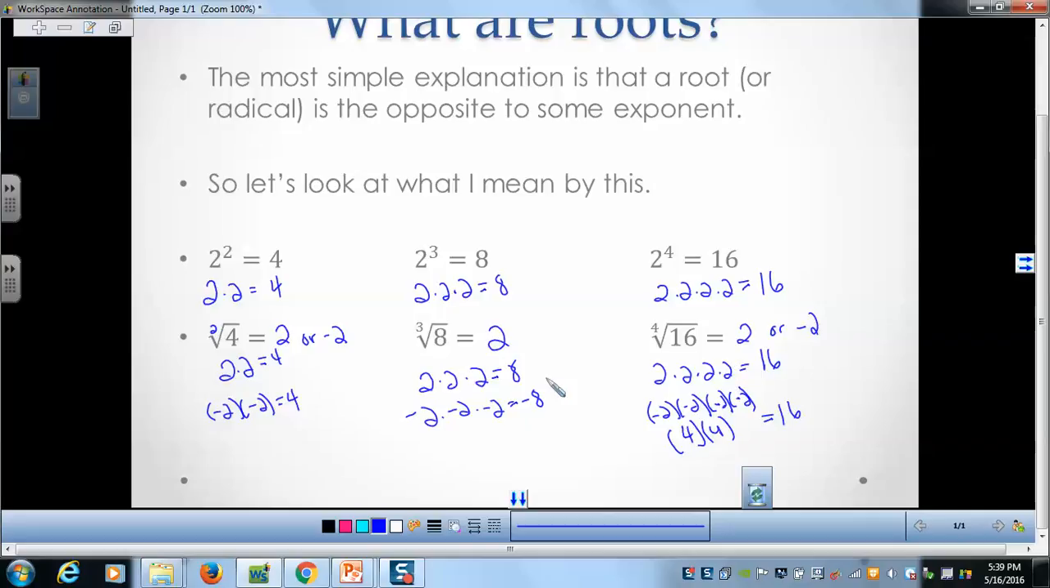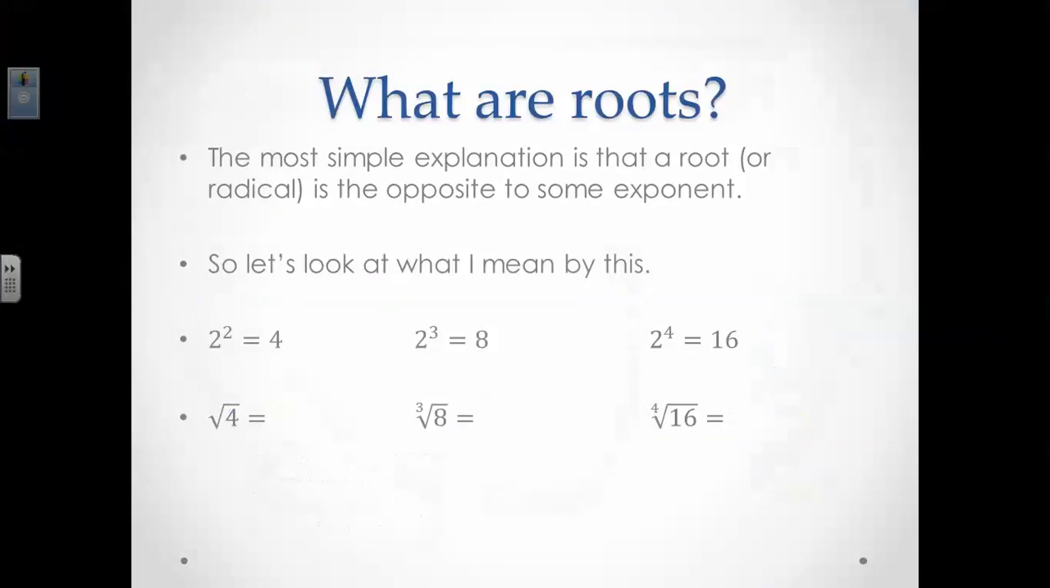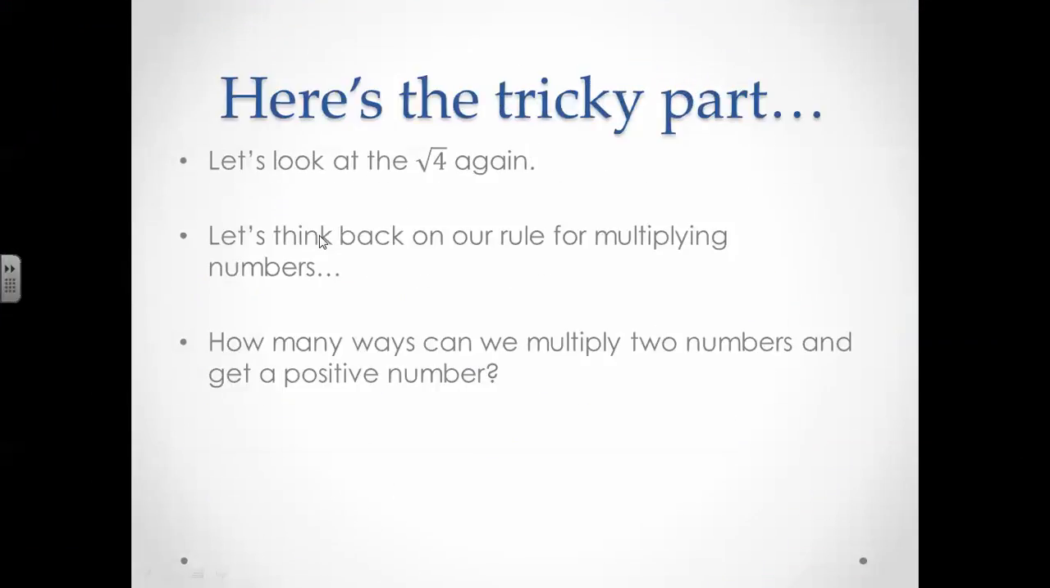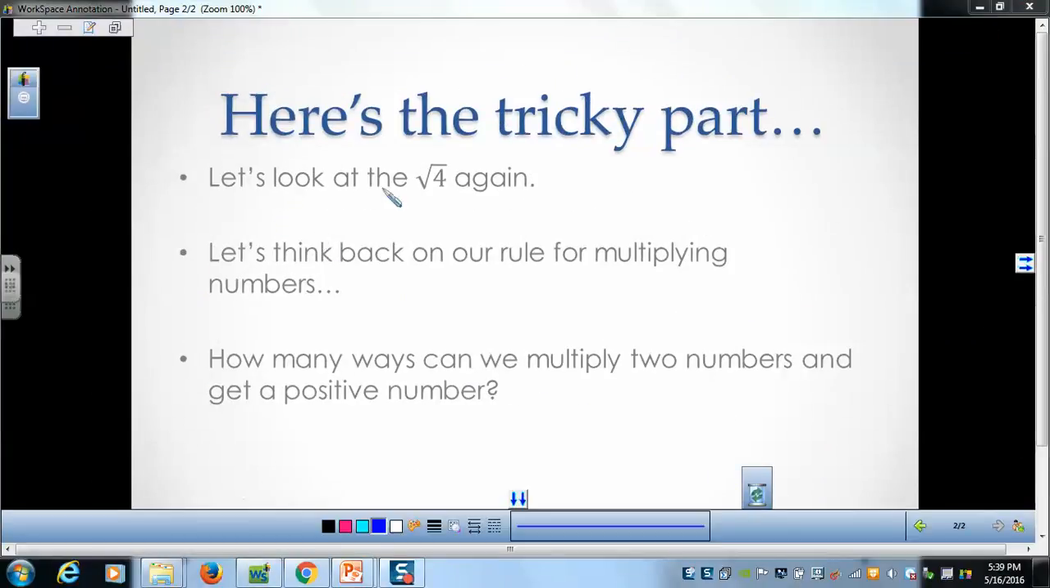Now, I've already basically covered the next slide, but when we look at the square root of 4 again, remember that there's 2 ways to multiply to get to a positive 4. We have this one, and we have this one. So just remember, this is going to apply to all of our even roots, because if it's an even root, we'll always be able to pair those up, and they'll always work out to be a positive number when we're multiplying.